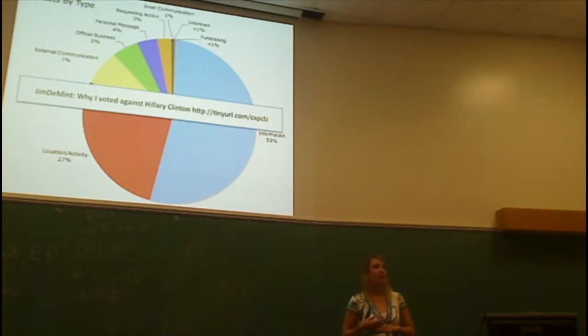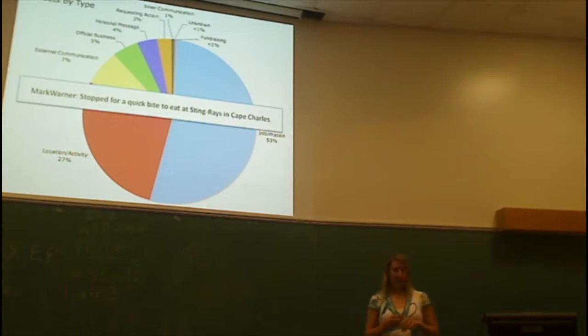So this is an example of an informational post. Why I voted against Hillary Clinton, and then a link. Congress people love links on Twitter, way more than the average person. There were links in most of these posts. A lot of them were links to media interviews, when they were quoted in newspapers, but lots and lots of links. So that's an example of an information post. Why I voted against Hillary Clinton.